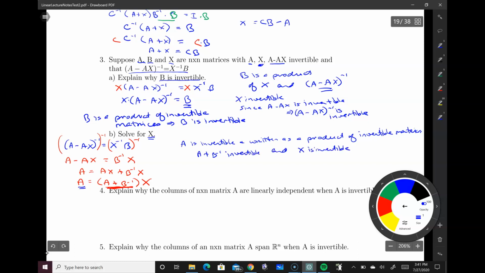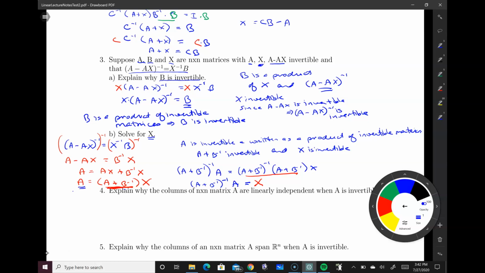Okay, so since A plus B inverse is invertible, now I can multiply both sides by A plus B inverse. So A plus B inverse inverse on the left-hand side times A equals, and I'm just going to write it so you see, A plus B inverse inverse X. So here I have A plus B inverse inverse A equal, and these two multiplied make 1, so I get X. That was kind of challenging.